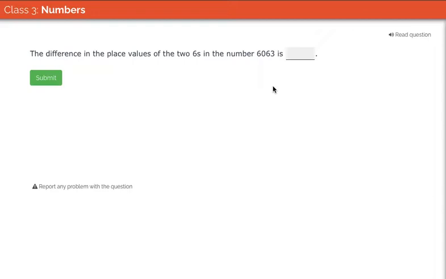So 6000 minus 60, which is 5940. Because the place value of 6 over here is 6000 and the place value of 6 over here is 60, so 6000 minus 60 is 5940.